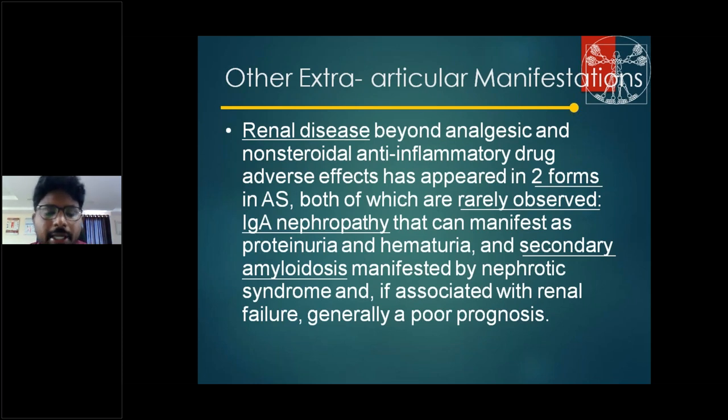The other mechanism is, this is associated with IgA nephropathy. So along with articular disease, they can have IgA nephropathy, which can manifest as proteinuria and hematuria. Or there can be secondary amyloidosis manifested by nephrotic syndrome. So renal disease can occur in three forms, either with NSAID abuse or by way of IgA nephropathy or secondary amyloidosis.